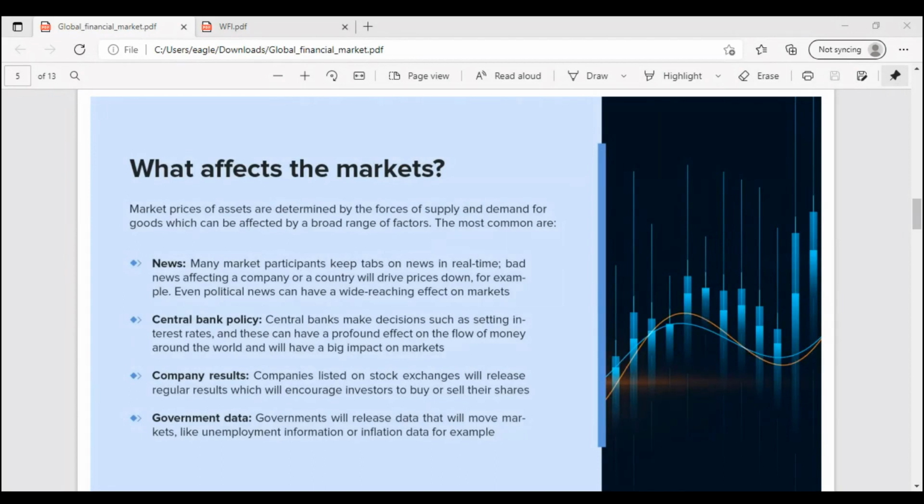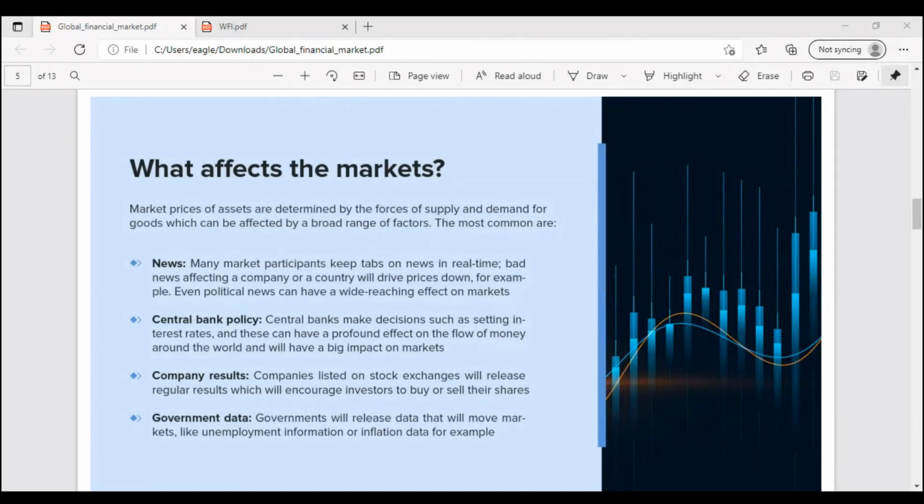Today, if Apple releases their results, let's see what happens to Apple. If it's good, if it's beyond anticipated, we'll see Apple go higher. If it's lower than anticipated, we see the Apple stocks drop.